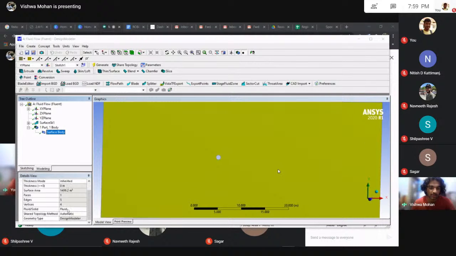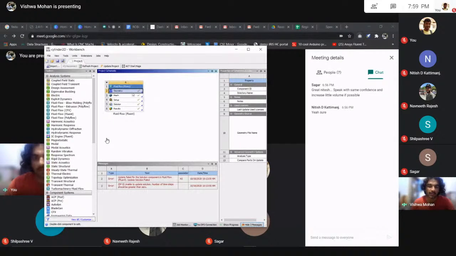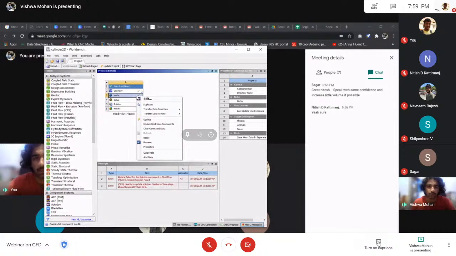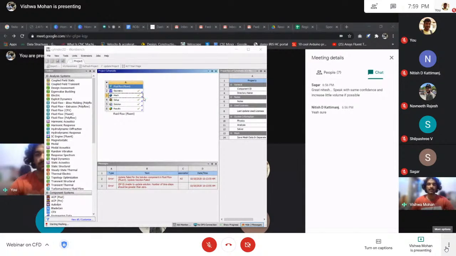Okay, you need to check its properties. It should be fluid. Once that's done, just hit generate. Live is set. Escape, and then you'll see a tick mark over here, and you can just update this, and then you go for the meshing. So you open the mesh.